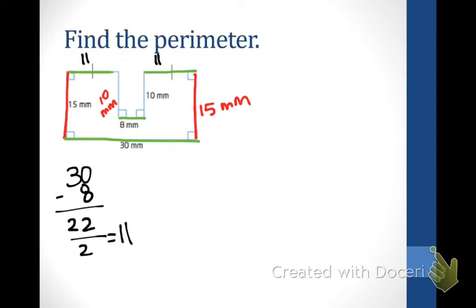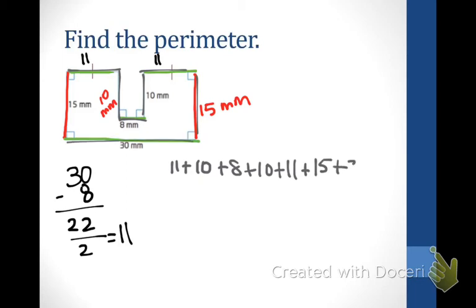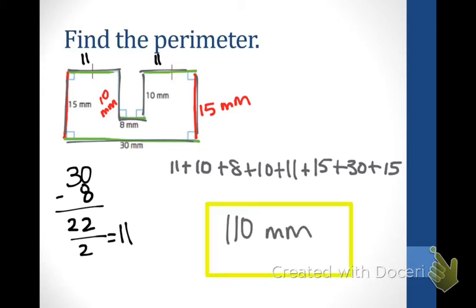Alright, so from here we're going to just add the sides. So I'm going to start with 11 plus 10. I know it's a lot of numbers, but what does it come out to? 110 millimeters. Good. We'll come to the last problem we do together.